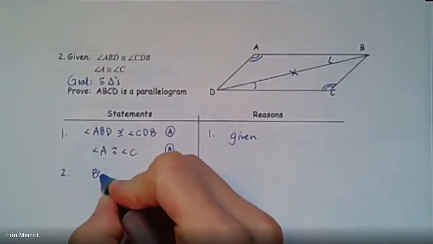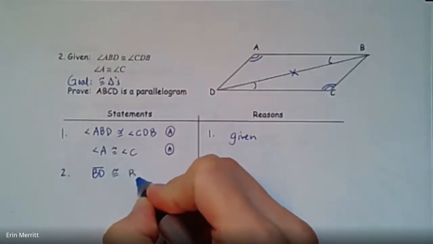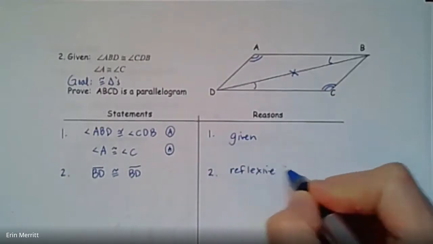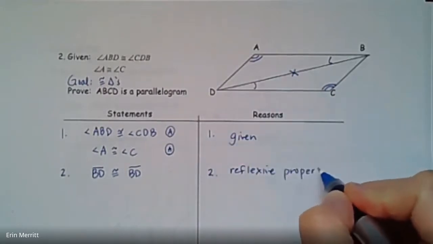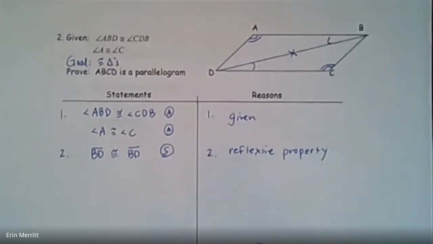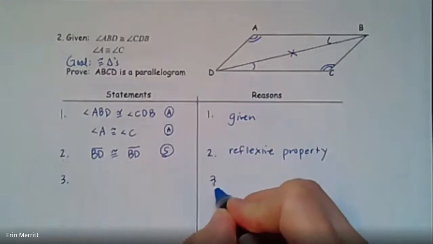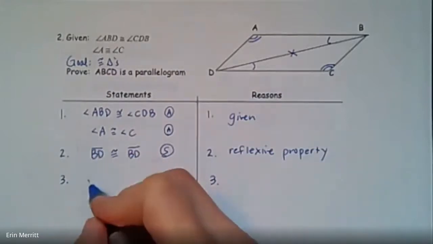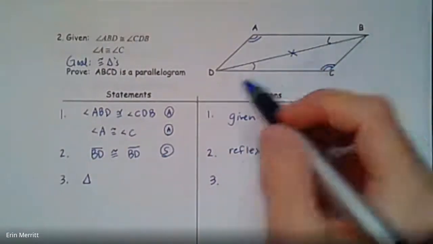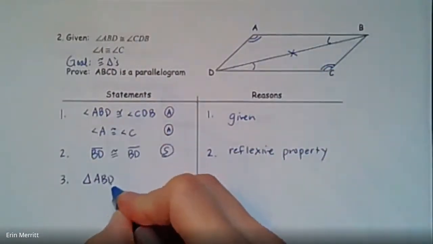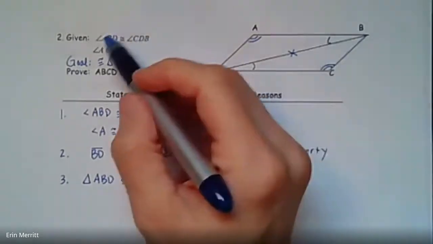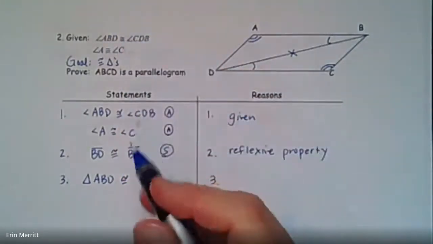So we can say that BD is congruent to BD by the reflexive property. That would give us a pair of sides, and then that's enough to get us congruent triangles. So we can say triangle ABD would be congruent to triangle CDB. So I'm just using the order that the letters appeared in up in the angles.